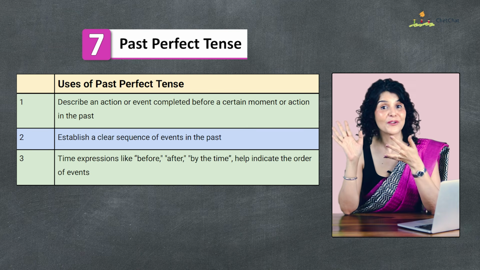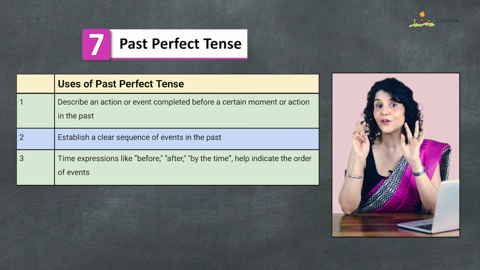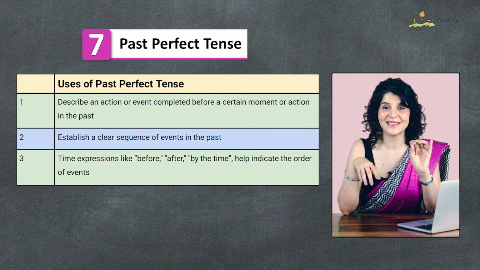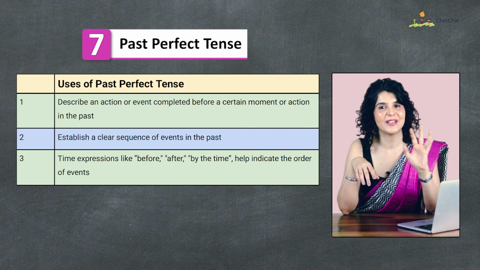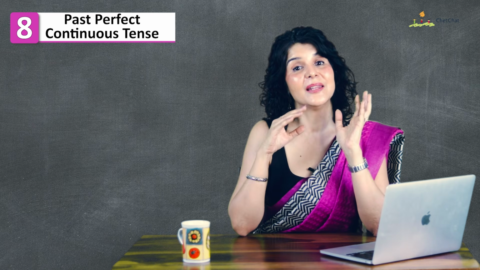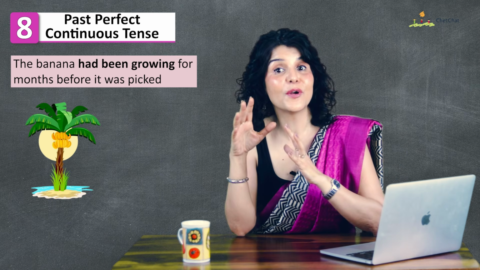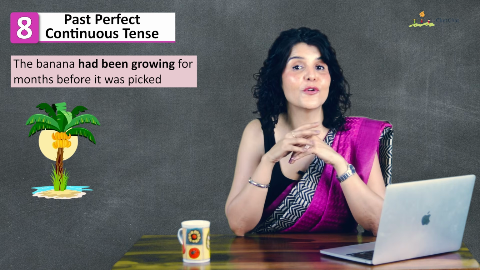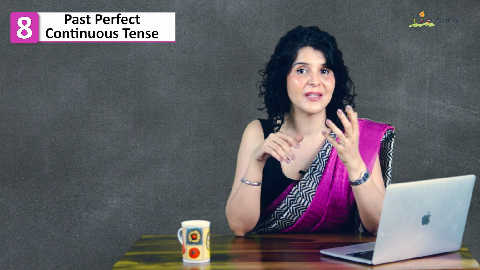And here's the summary on the screen of all the three uses of past perfect tense. Once again, make sure you take a screenshot, and we are moving quickly on to tense number 8, which is past perfect continuous tense. The banana had been growing for months before it was picked. Let's look at the uses.